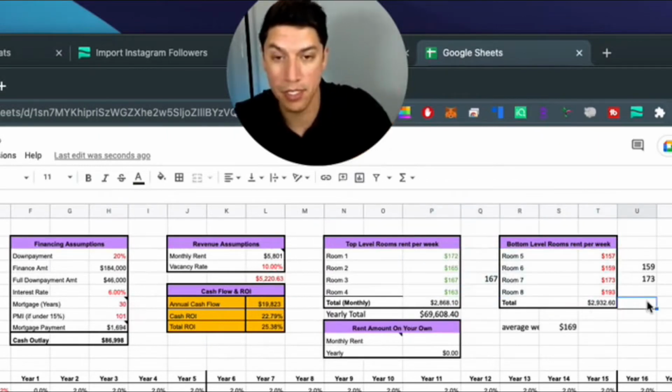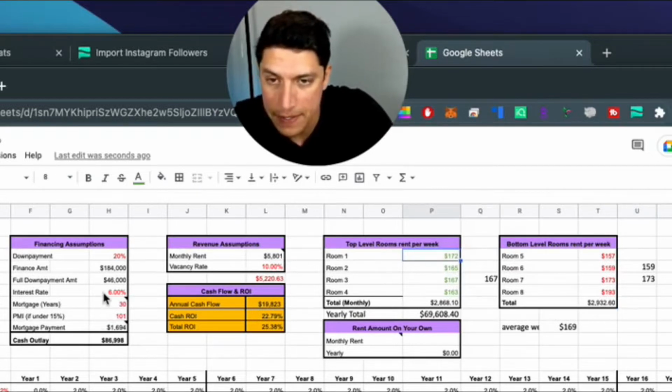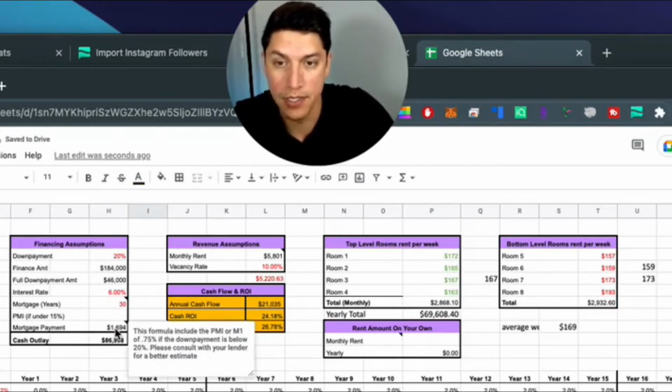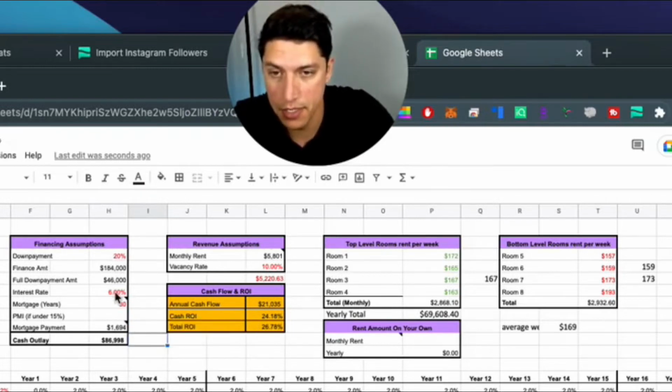This is not how I run numbers, but this is how I'll show you guys how I run numbers right now. But if it's 20%, then there's no PMI. There's only PMI if it's a conventional loan and it's under 15% down payment. Once you get to 20%, there's no PMI, so you don't have to worry about that.